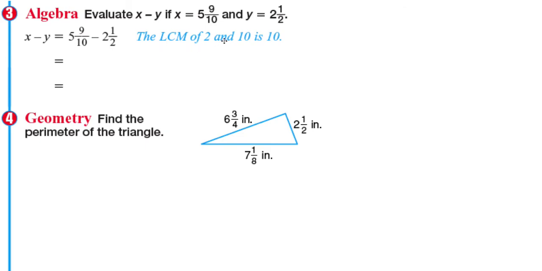The LCM of 2 and 10 is 10. So that means since the LCM is 10, the LCD is 10 as well. So we now have 5 and 9/10 minus 2 and 5/10, because 1/2, if you rename it with a denominator of 10, will become 5 over 10. Now that we have the same denominator, we can simply subtract the fractions. 9 minus 5 is 4, and 5 minus 2 is 3, so you end up with 3 and 4/10, or 3 and 2/5.